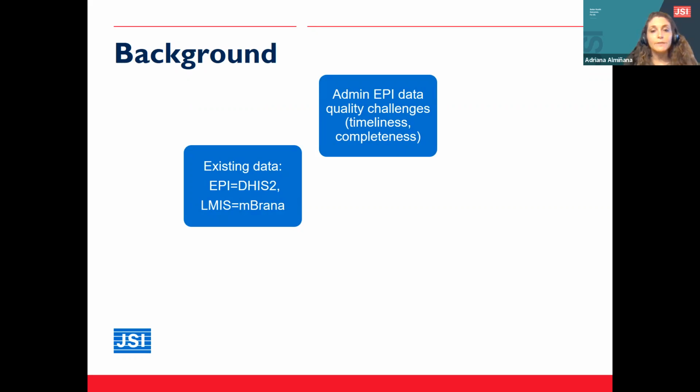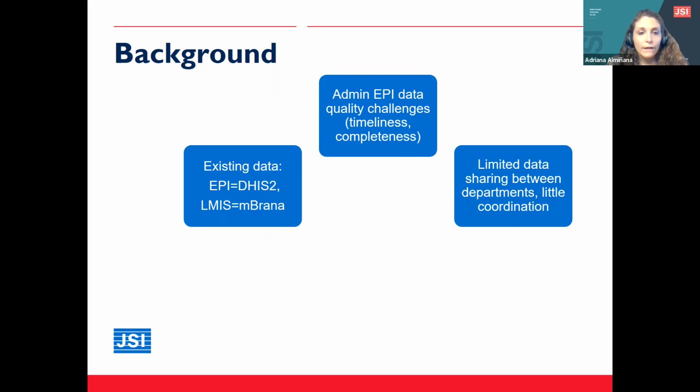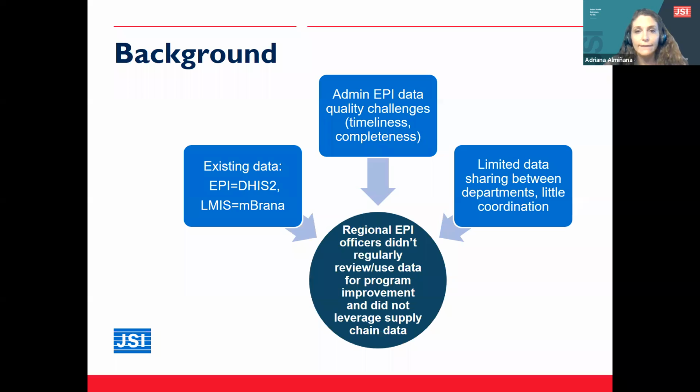And at the same time, we were seeing that these data were being reported through these different systems to different departments. And often the coordination and the data sharing between those departments was quite limited. So what we found was that this really meant that EPI program staff, particularly at the subnational, regional level, were not consistently able to incorporate supply chain data into their decision-making processes. And in addition to that, the review or the use of data overall for program improvement was not always consistent.